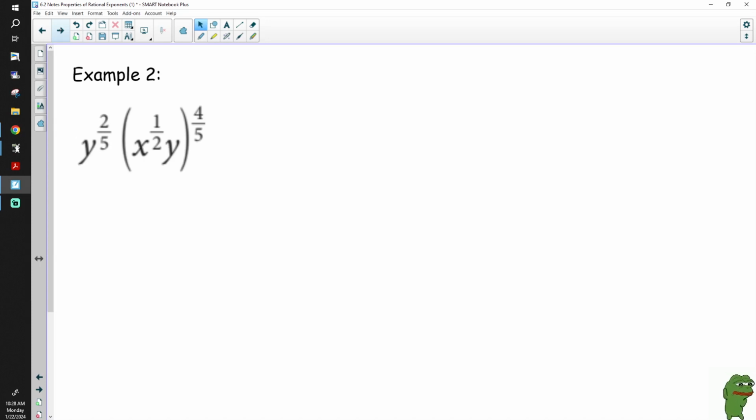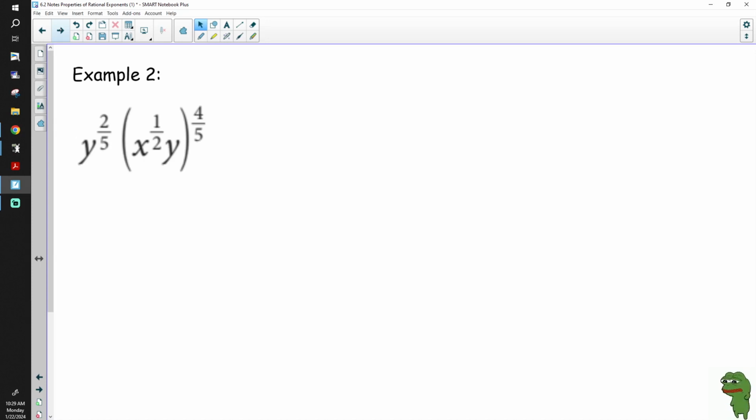What is 2/5 times the quantity x to the 1/2 y all to the power 4/5? Write it down now. Okay. Who can remember what I said? What do I personally like to do first? You remember?